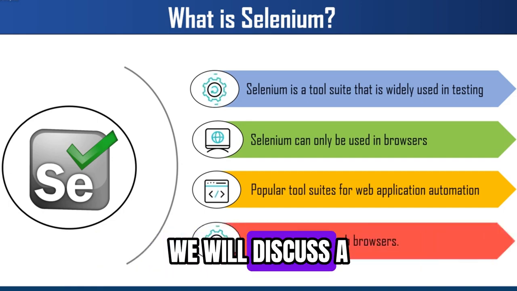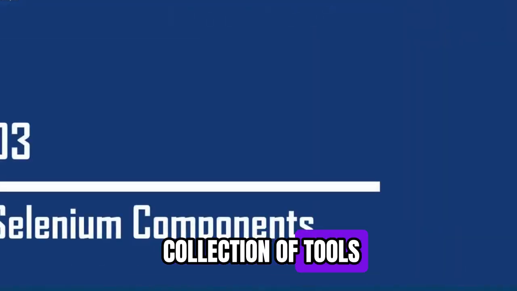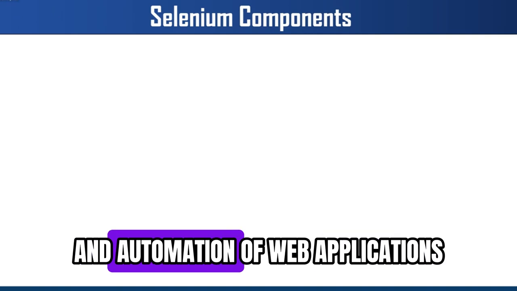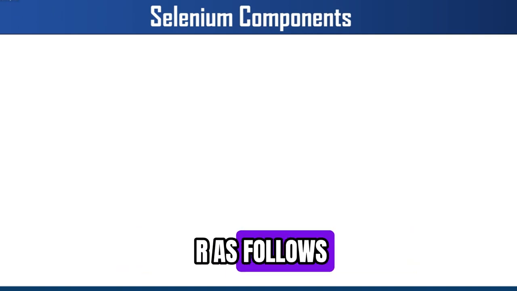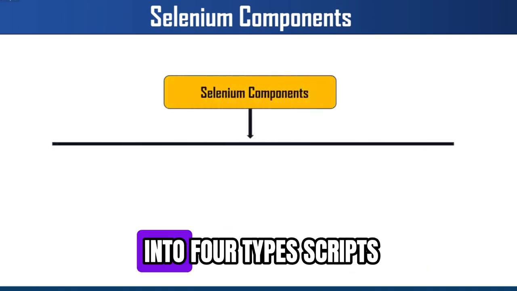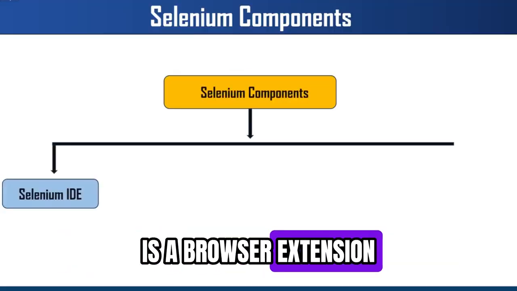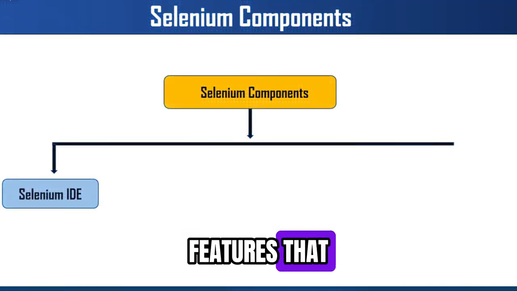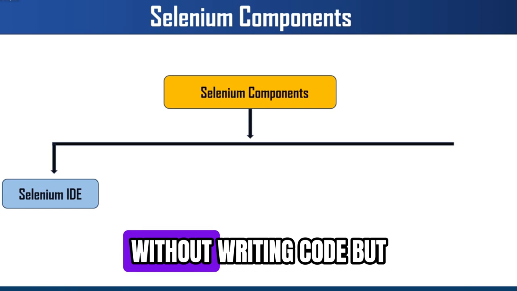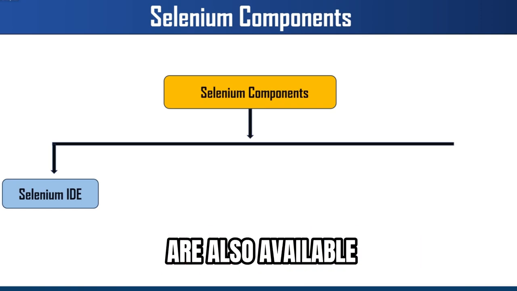Now, we will discuss a bit more about Selenium components. Selenium is an extensive collection of tools designed to help in testing and automation of web applications. The Selenium key components are as follows. Selenium components are divided into 4 types. First one is Selenium IDE, Integrated Development Environment, a browser extension that helps you to create test scripts more easily. It also has record and playback features that allow beginners to generate test scripts without writing code. The Selenium IDE Chrome and Firefox extensions are also available.